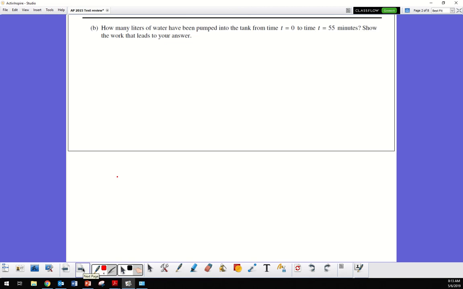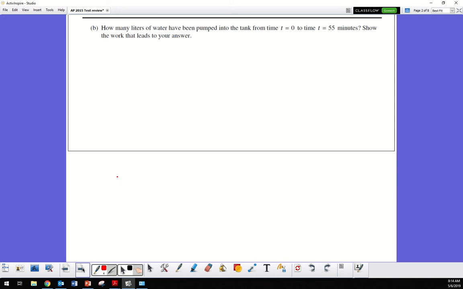How many liters of water have been pumped to the tank from 0 to 55 minutes? Show the work that leads to your answer. So, what am I trying to find? The amount of water. Okay, so given that, am I trying to get the total? I'm trying to get the total amount, right?